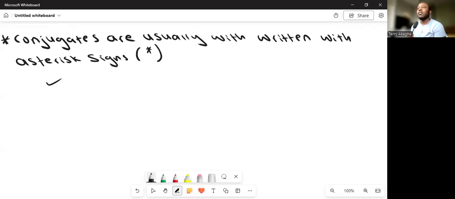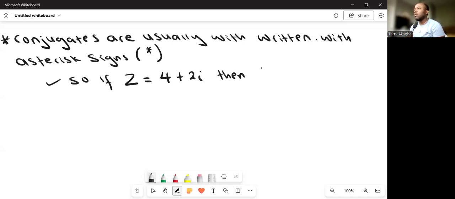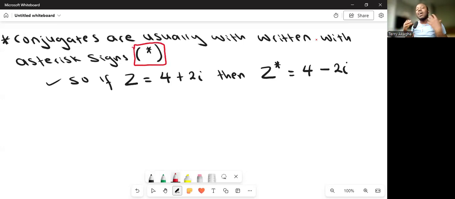So for instance, if we have z equal to 4 plus 2i, then z asterisk will be equal to 4 minus 2i. Sometimes when we give you questions, or you go to the worksheet or the textbook, you will see that they give you asterisks, and that represents the conjugate.